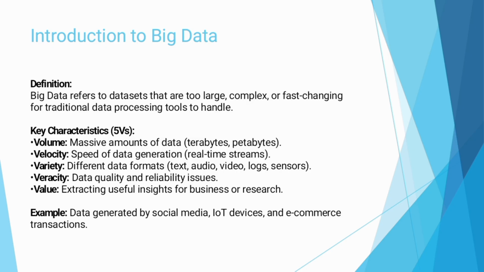Variety represents different types of data like structured, semi-structured and unstructured. Veracity refers to the trustworthiness or accuracy of the data, and value means extracting useful insights for decision making. For example, every minute, millions of social media posts, YouTube videos, and online transactions generate terabytes of data. That's big data in action.